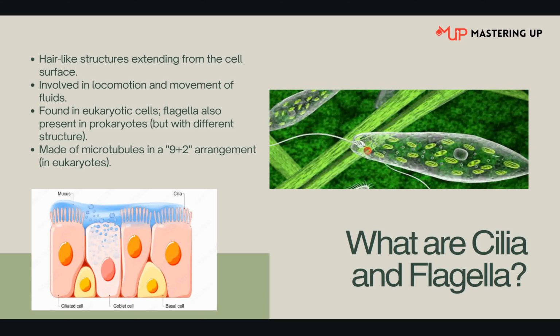In eukaryotes, the structure is a 9 plus 2 arrangement. They are built from microtubules and surrounded by the cell's plasma membrane. These structures play vital roles in movement and sensing the environment. So in eukaryotes, it is made up of microtubules in a 9 plus 2 arrangement.